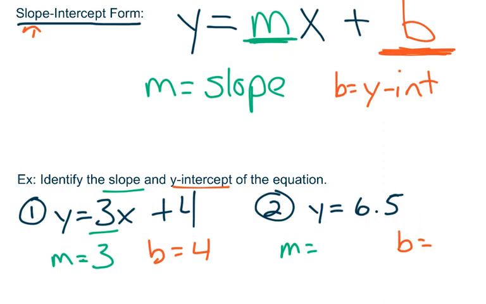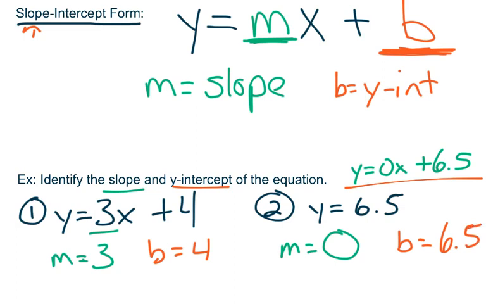We don't have an x. So if there's no x, there's no number in front of x, that means the slope is 0. That would be like y equals 0x plus 6.5. If we write it like this, then it's very easy to see what the y-intercept is. That would be 6.5. If the slope is 0, what that means is that the graph of this line is a horizontal line through the y value of 6.5.